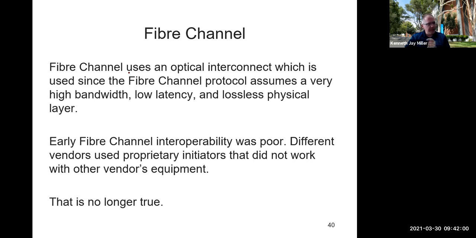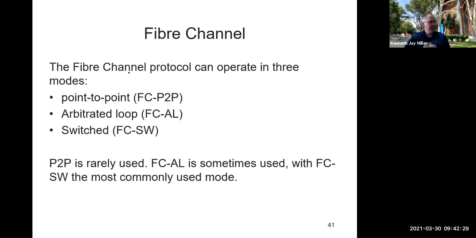So with Fibre Channel, it assumes first you have a very high bandwidth, which means we can transfer a lot of data at a very high speed, and it's going to go at a very low latency, and there is no loss going through the physical layer. So the physical layer is referring to the OSI model, where the physical layer is layer 1, right? So that's Fibre Channel.